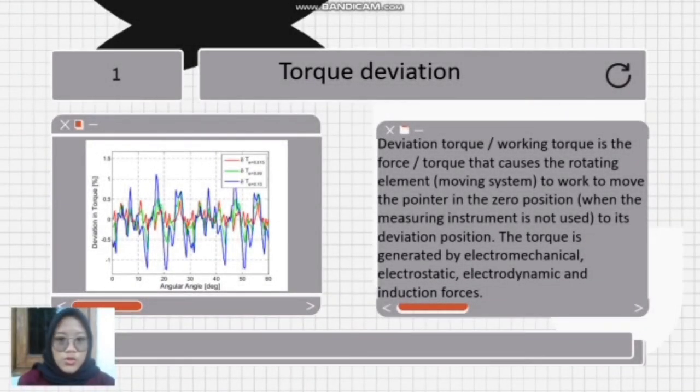1. Torque deviation. Deviation torque or working torque is the force or torque that causes the rotating element or moving system to move the pointer from the zero position, or when the measuring instrument is not used, to its deviation position. The torque is generated by electromechanical, electrostatic, electrodynamic, and induction forces.